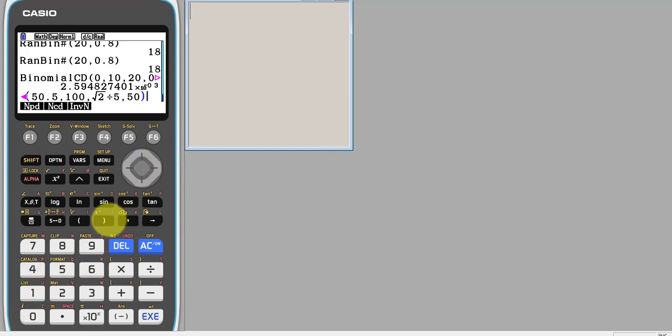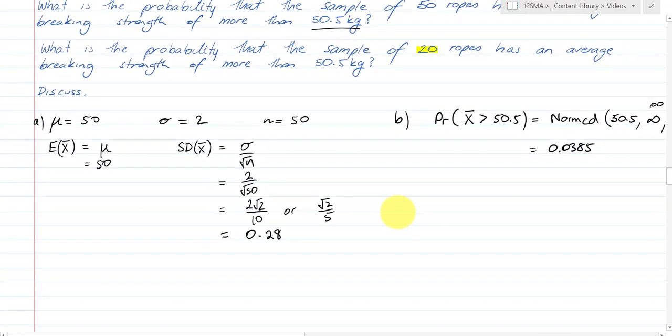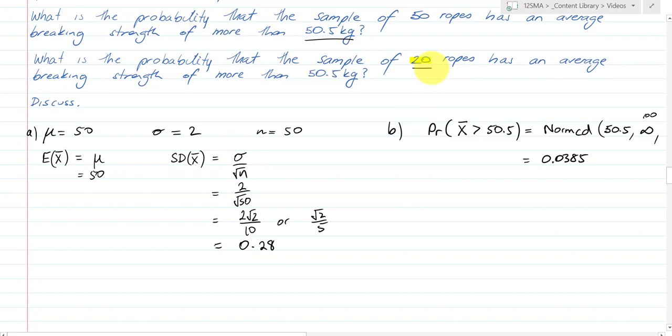Now this should be a little bit less than 50%. And it's quite a bit less, but when I think about it, my standard deviation was 0.28, so this is almost 2 standard deviations away. So 0.0385 is the probability. It's pretty low, but you can see if I change my sample size from 50 ropes to 20 ropes, the n changes, which means my standard deviation increases a bit, which means my probability that it's greater than 50.5 will increase.